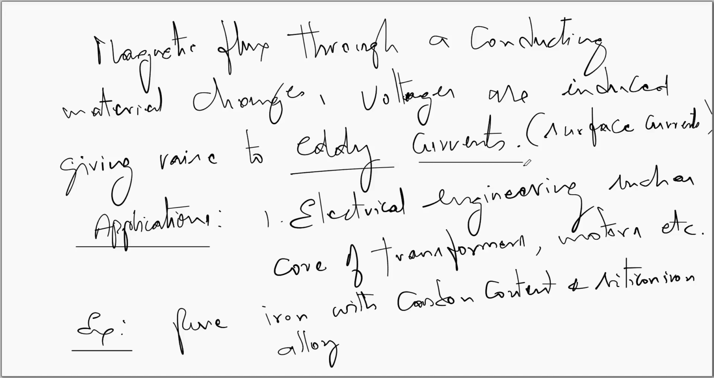The applications of the soft magnetic materials are: they are extensively used in electrical engineering, such as in manufacturing the core of a transformer or a motor, etc. Examples for the soft magnetic material are pure iron with carbon content and silicon iron alloy. These are the two examples.